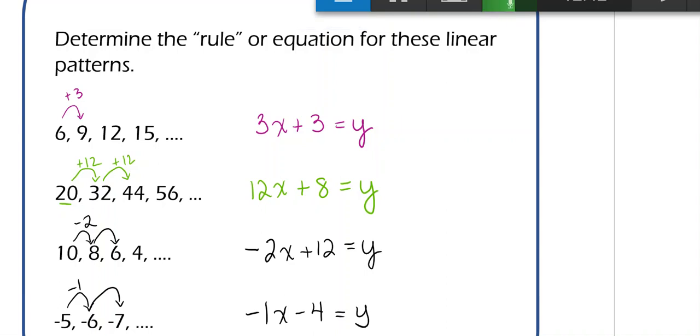All right, so with that, every linear pattern has an equation or a rule that matches up with it that helps describe and helps us find all the numbers that are in our pattern.